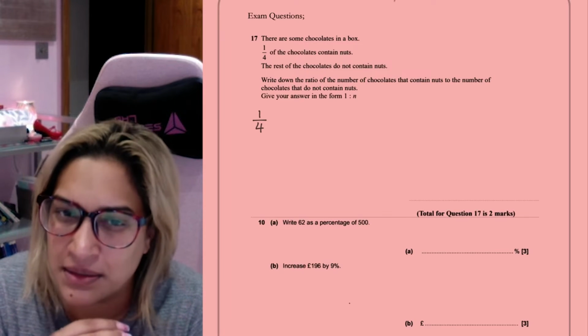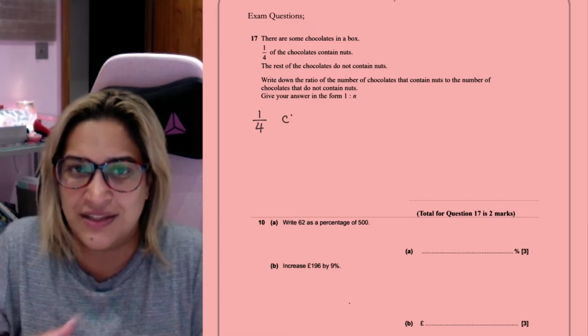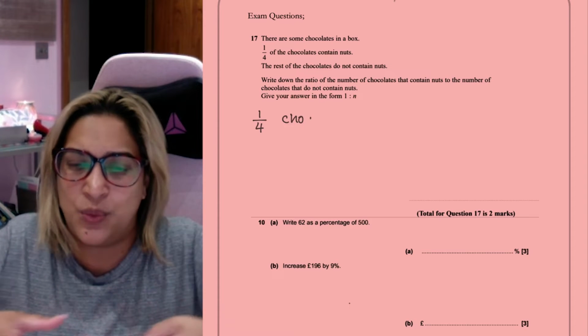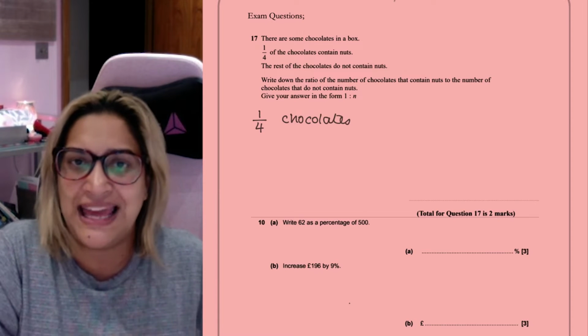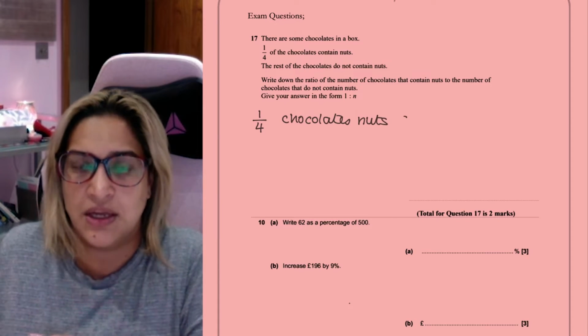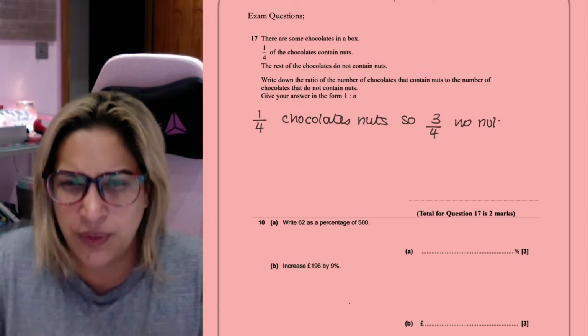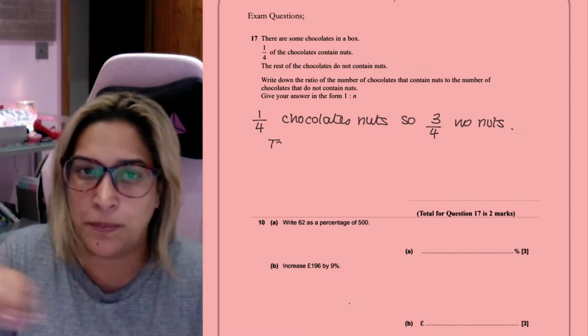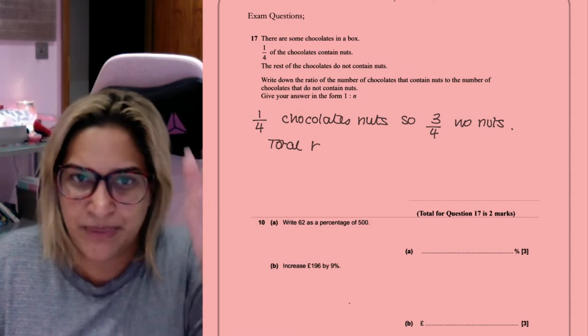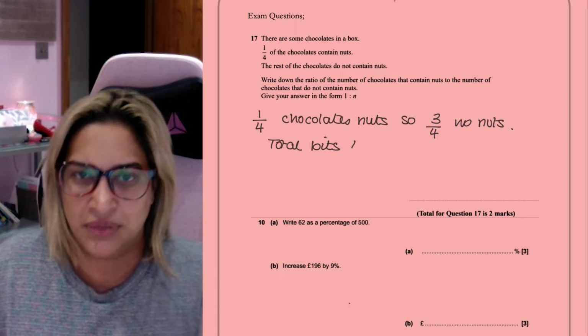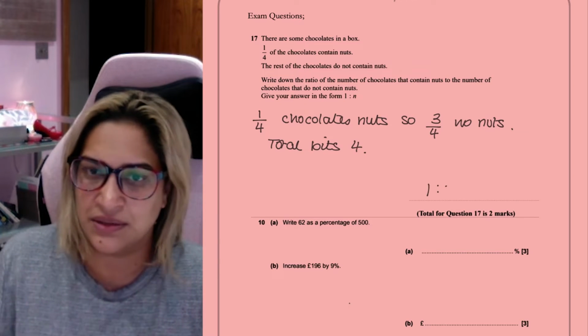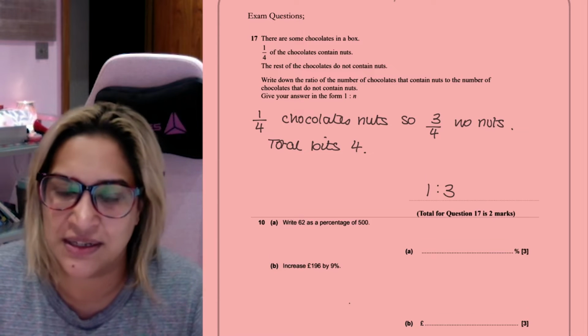We've got some chocolates in a box. It tells us 1/4 contains nuts. Now remember, a whole is 1. If we take away 1/4, we're left with 3/4. So that means 3/4 don't have nuts. If you imagined it in 4 pieces, 1 bit would have nuts and 3 bits wouldn't. So that's how your ratio works.